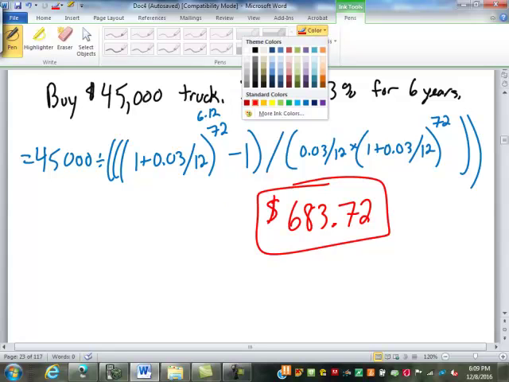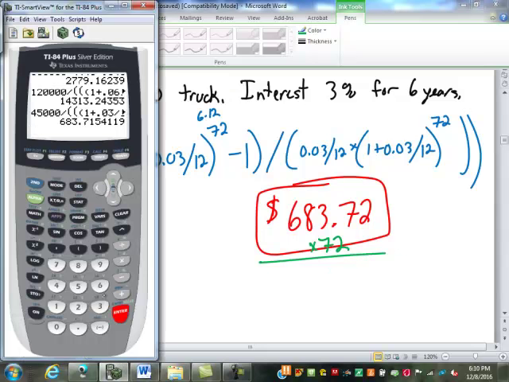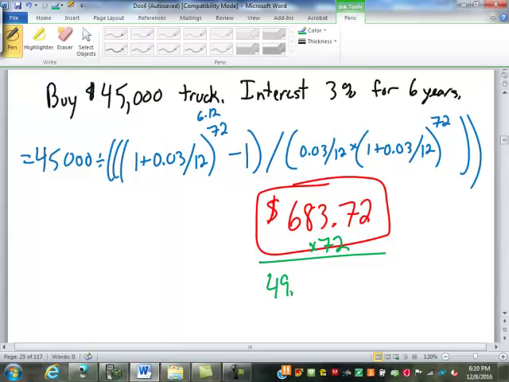$683.72. Now here's what I want to do before we move on. How much do you end up paying for that truck? Take that amount times 72 payments. I'm just going to leave what's in my calculator, which is a little bit smaller, rounded off. $49,227.51. Which isn't terrible because you got 3% interest. So you pay about an extra $4,200 because of the loan.